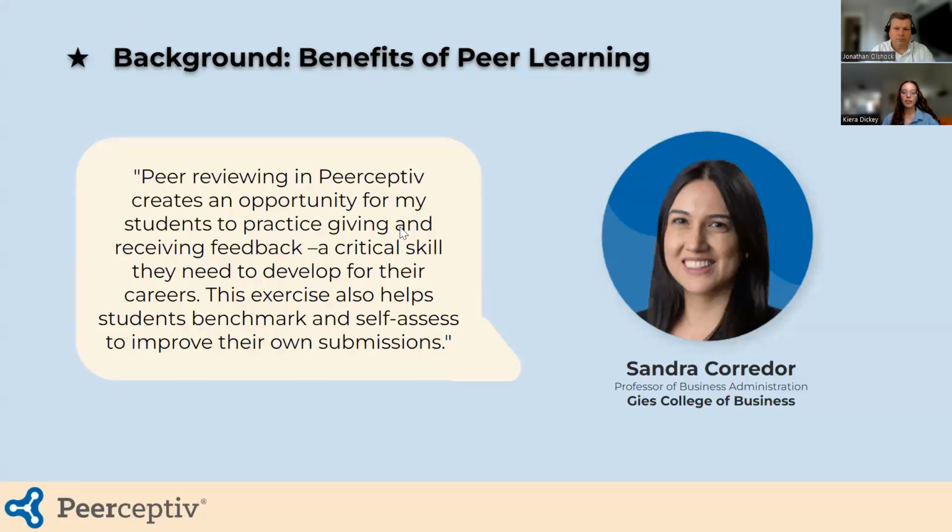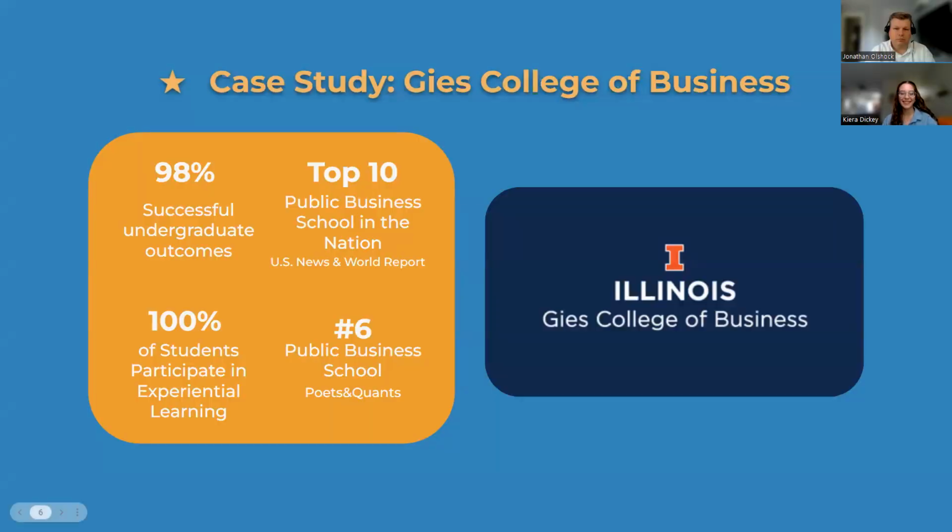And that brings us to our first case study on the Gies College of Business. The Gies College of Business at the University of Illinois has implemented Perceptive into over 50 courses. And if you're not familiar with Gies, I have some stats about them here. They were voted one of the top 10 public business schools in the nation by US News and World Report. And since working with Perceptive, the program was awarded as the 2022 MBA Program of the Year by Poets and Quants, and still consistently ranks in the top 10. So you can see this year they're number 6.